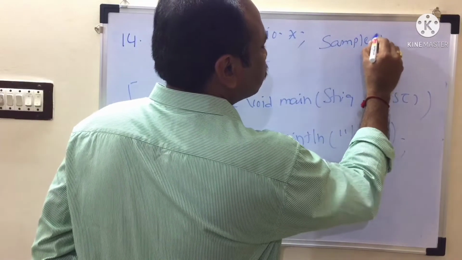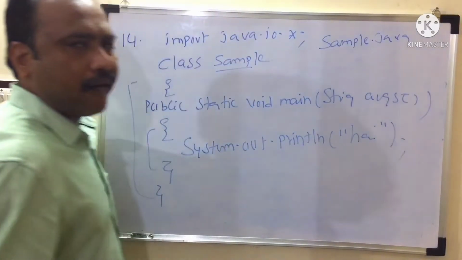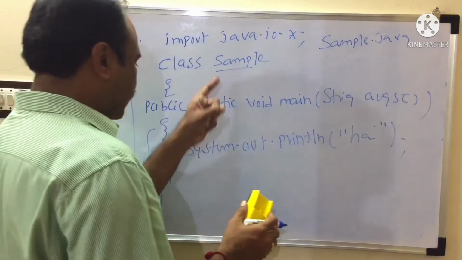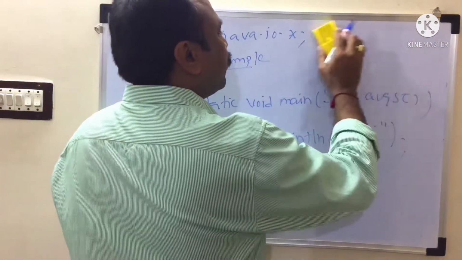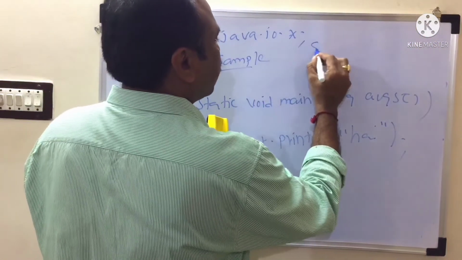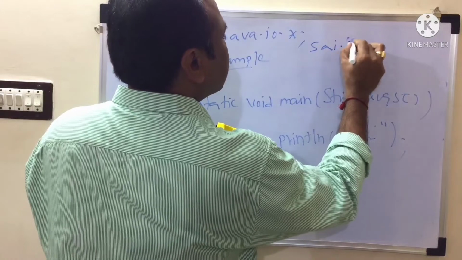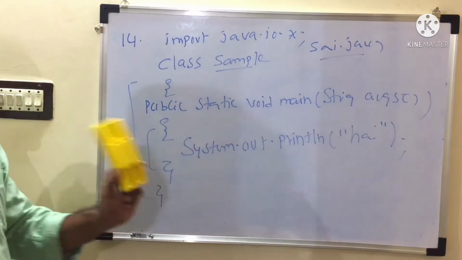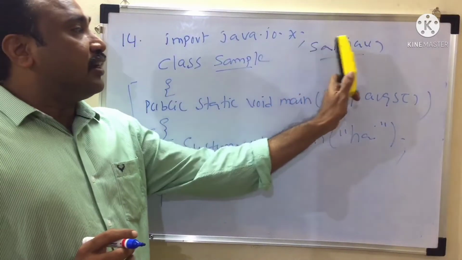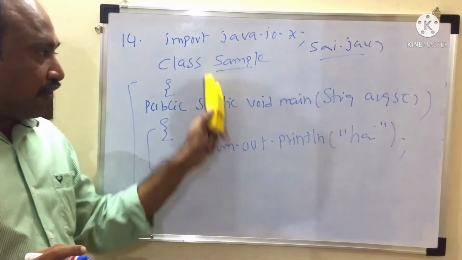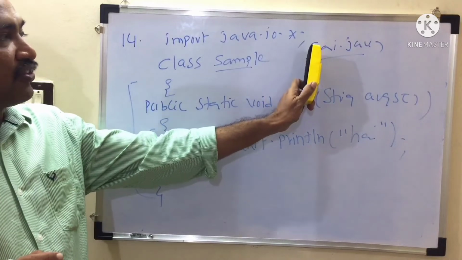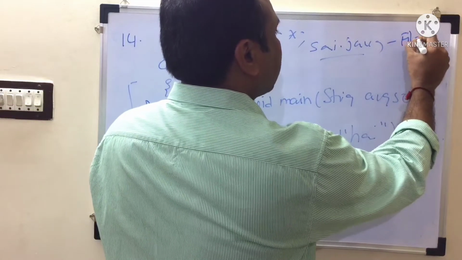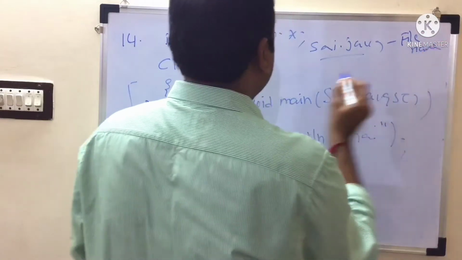Is that a rule? No. Can I use another name? Yes, I can use. What is the purpose of this program? For example, I am giving sai.java. Sir, why are you giving different names? You can give, don't worry. But this sai.java is the file name. After writing the program, I am saving the program with sai.java. Whatever name I give here, this is the file name.